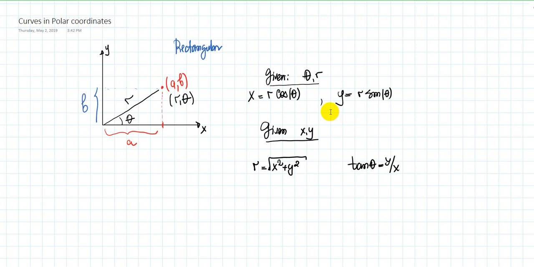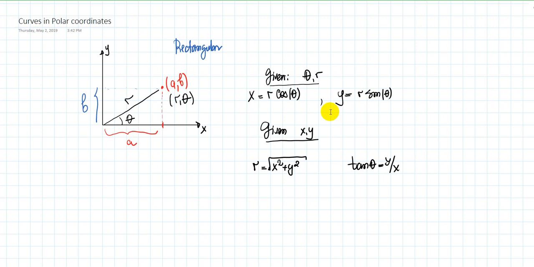Previously, we've learned how to transfer points from rectangular coordinates to polar coordinates, right? If we're given a point with coordinates A and B in rectangular coordinates, it means that we need to go some units to the right and some units up or down, right? The point with A and B means that I need to go A units in the x direction and B units in the y direction.